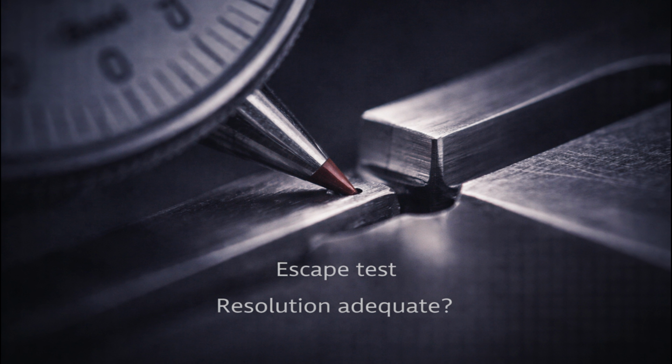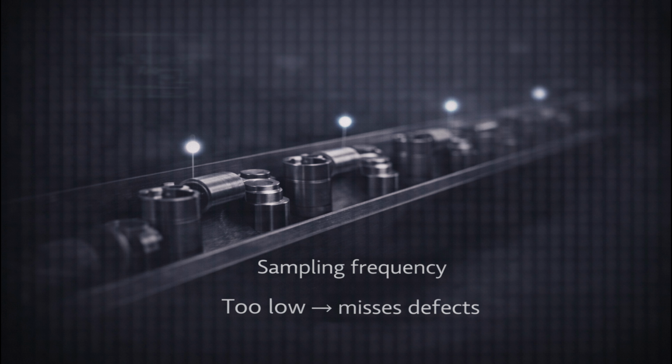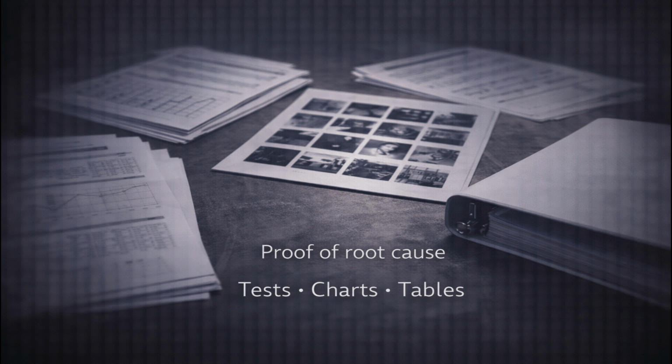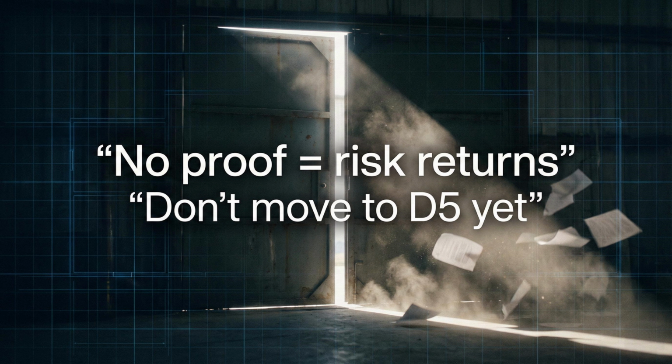For escape, think experimentally too. Was gauge resolution inadequate? Was sampling frequency too low? Was the control plan measuring the wrong characteristic? When you add these tests, charts, and tables to your 8D, you've delivered proof of root cause. Moving to D5 without proof is leaving the door open to the wind.